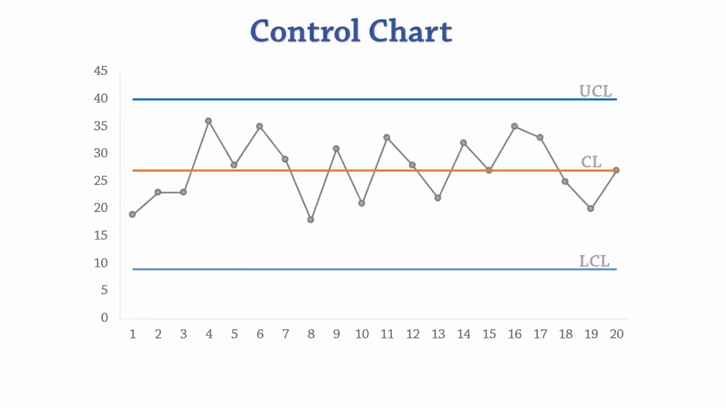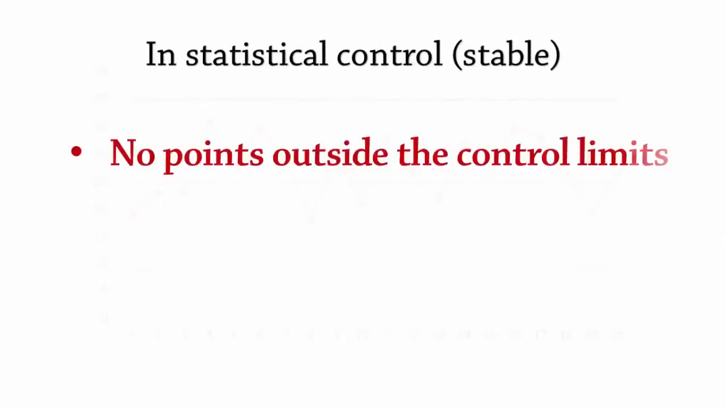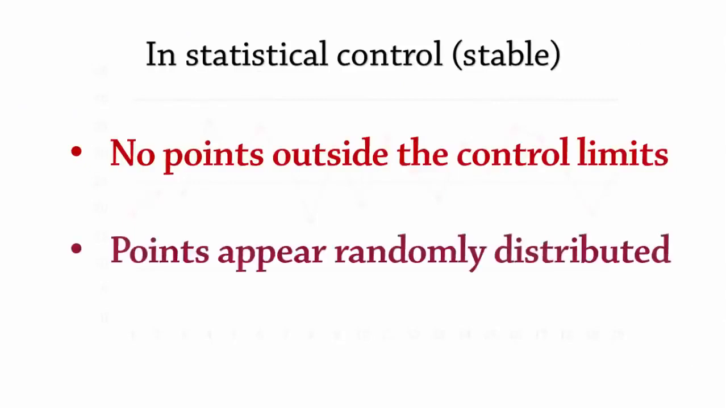For the purpose of this video, we will just say that a process is in control if, number one, there are no sample points outside the lower or upper control limits, and number two, the sample points appear randomly distributed. That is, there is no trend or other unusual behavior.